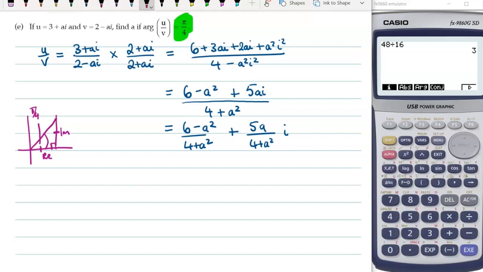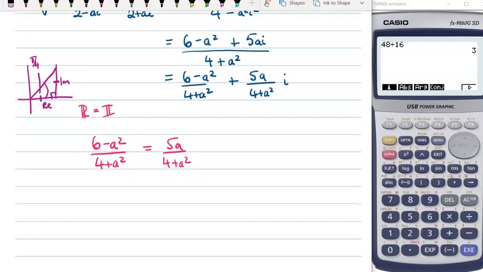So let's use that on the equation that we've just got. Real is equal to imaginary. So we have (6 minus a squared) over (4 plus a squared) equal to 5a over (4 plus a squared), which means that 6 minus a squared equals 5a. So a squared plus 5a minus 6 equals 0.